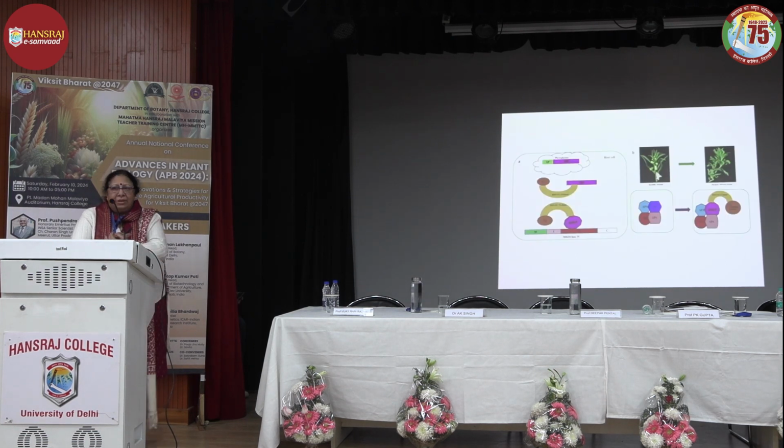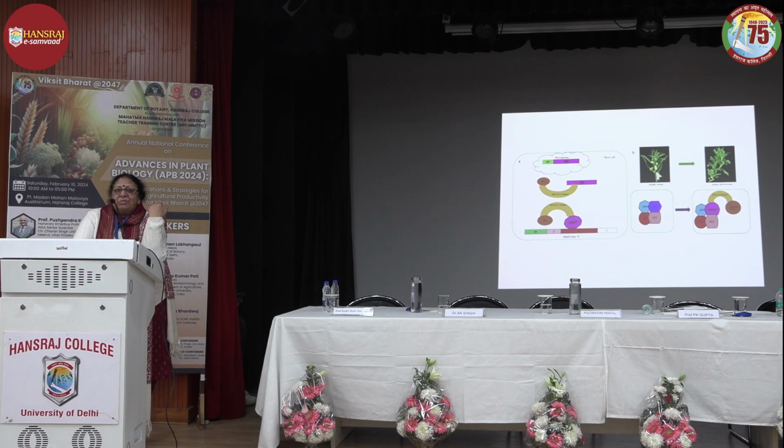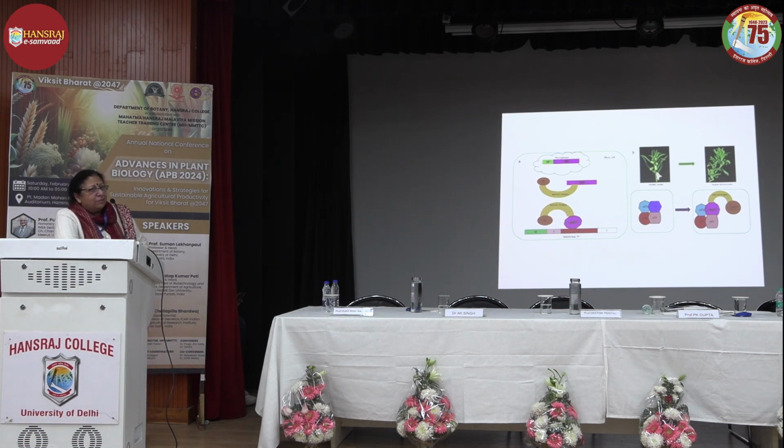So this is the kind of model we have proposed from one of my students' work. We have a floral quartet model, the ABC model, if you remember. So this effector goes and interacts with the E3 ubiquitin ligase, and this now joint molecule goes and attacks those transcription factors which are directly controlling the normal floral development, preventing the typical transcription factors of the ABC quartet model from operating normally. So this is the lead we got from this study.